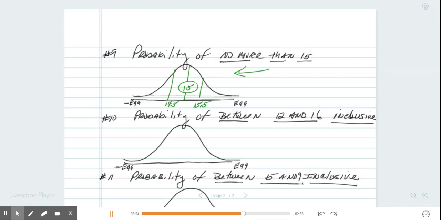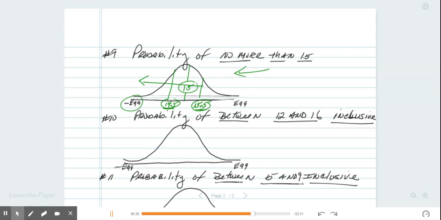Now the question is, do I start at 15.5 and go to my left, or 14.5? I ask myself, does no more than 15 include 15? Yeah, 15 is good. I just can't be any more than that. So I've got to start at 15.5 and go to my left. If I started at 14.5 and went to my left, I would include 15, and no more than 15 includes 15. All right, so my lower bound is negative E99 and my upper bound is 15.5.